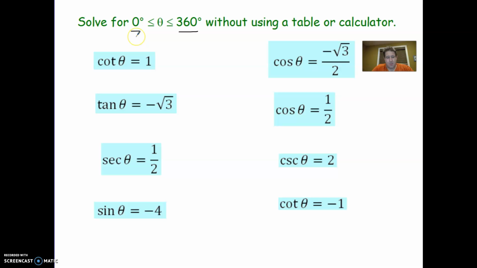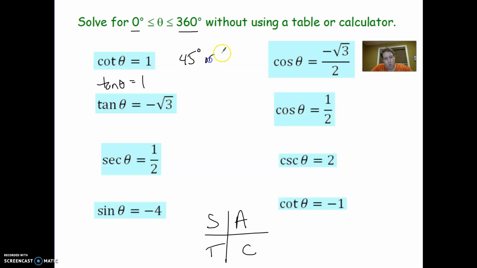So first thing I would do is change this to the reciprocal. So that's tangent of theta also equals 1. So when does tangent of theta equal 1? Tangent is positive in both quadrants 1 and 3, which means there's going to be 2 answers here. So we know tangent of 45 degrees is 1, or we also can have a 45-degree angle in this quadrant, so that's 180 plus another 45 makes 225.